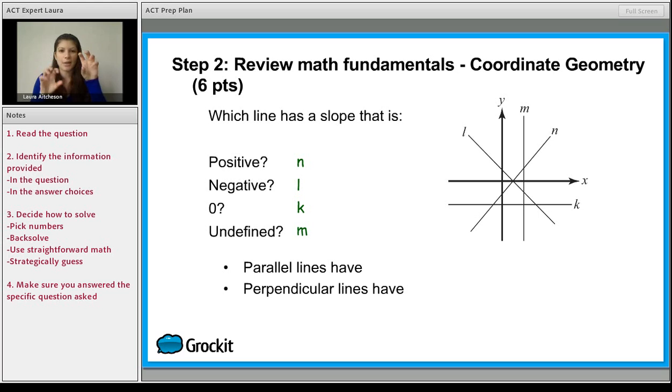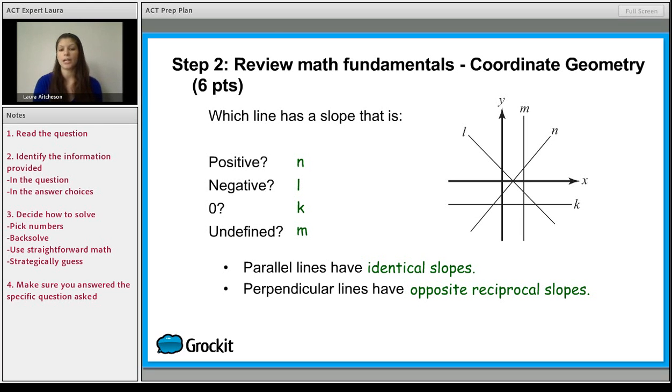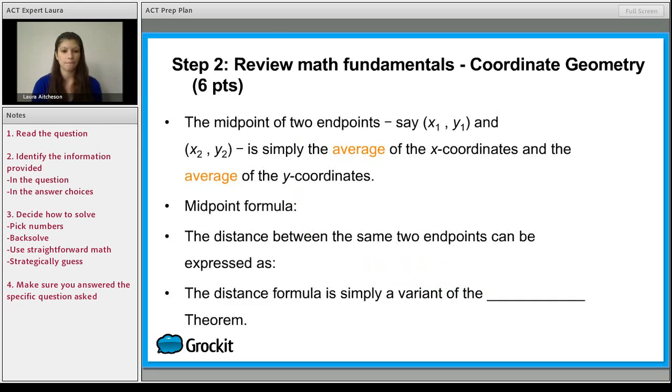Parallel lines have identical slopes and perpendicular lines have opposite reciprocal slopes. We talked about that in plane geometry, but it comes up again in coordinate geometry. They may ask about midpoint. If they do, you'll see it maybe once or twice. The midpoint formula is actually the average of the x values and the average of the y values of 2 points. So that's a good way to think of it if you're working on memorizing the formula.